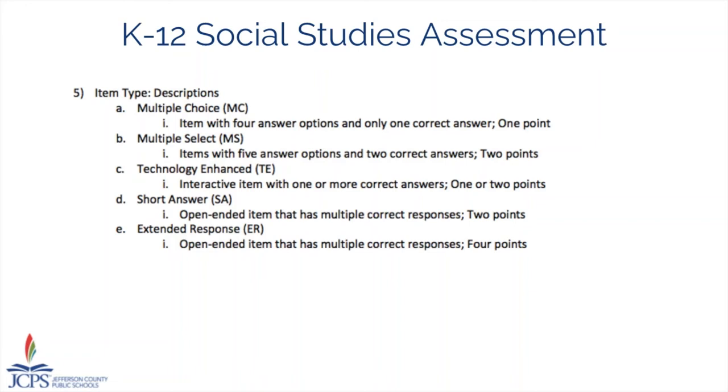Here we see a breakdown of the different types of items that you'll see on the assessment and how many points they'll be worth. So you can see here the multiple choice is 1 point, multiple select is 2 points, technology enhanced could be one or two, short answer 2 points, and open response 4 points.